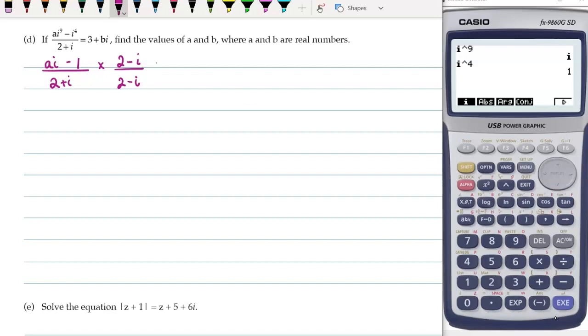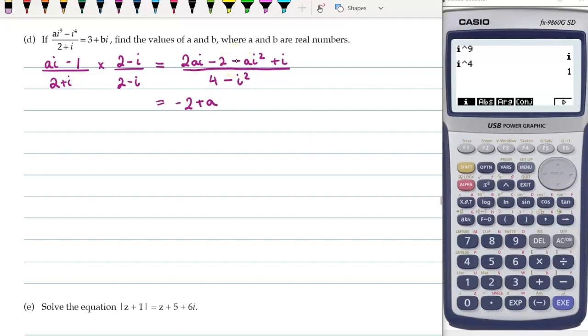Okay, now multiplying across, we will have 2ai minus 2. Then ai times minus i is minus ai squared plus an i. And on the bottom we have 4 minus i squared. So we've got a minus 2. The i squared with this a just here, so the i squared becomes a minus 1, times by the minus there makes it a plus a.